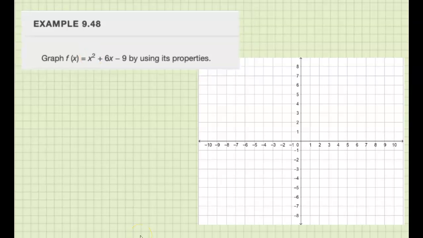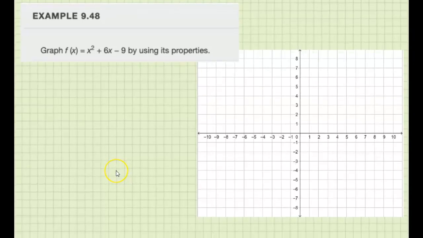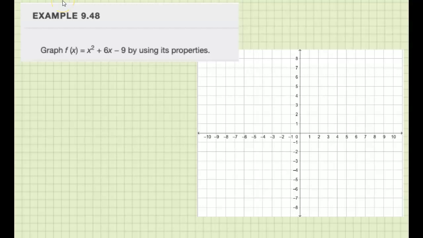Hello, welcome. So we're going to graph another parabola using its properties. Let's start by looking at how it turns. Our a is 1, which is positive, right? That means it's going to turn up.